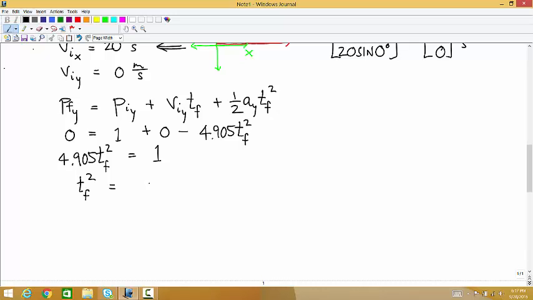I don't know what that is. But then when you take the square root, you get TF is equal to plus or minus 0.452. And then you have to have a reason for choosing the positive or the negative. What's the reason here? Time is not negative. Right, we're never going to use negative times, so we're going to take the positive.